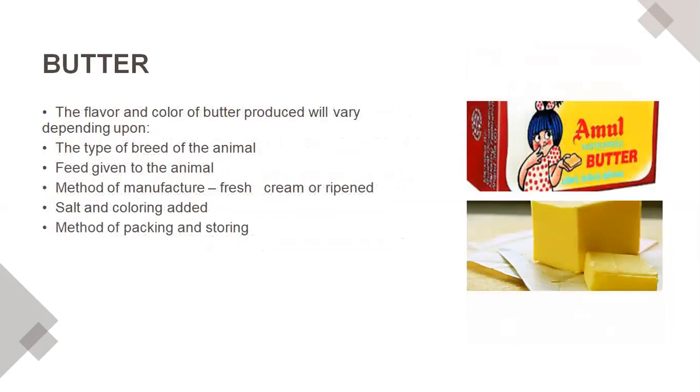The flavor and color of butter will vary depending upon the breed of the animal, which animal we are taking the milk from, feed given to the animal, and method of manufacture. Is it fresh cream or ripened cream they are using? Salt and coloring added, at what stage they are adding that, and method of packing and storing. That decides the color, whether it will be light yellow to pale yellow or darker yellow.